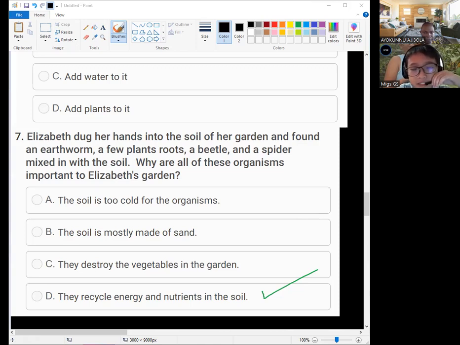What are the things you can find when you dig your hand into the soil? I was expecting you to mention those things Elizabeth found in the soil. So what are the things you can find in the soil? If you dig your hand into the soil, what are the things you can find?